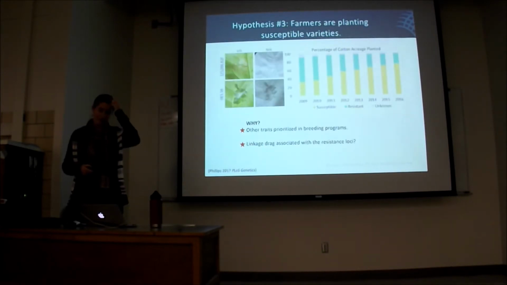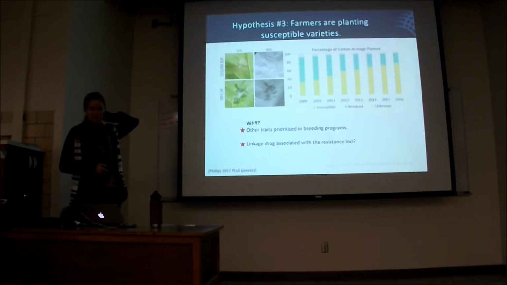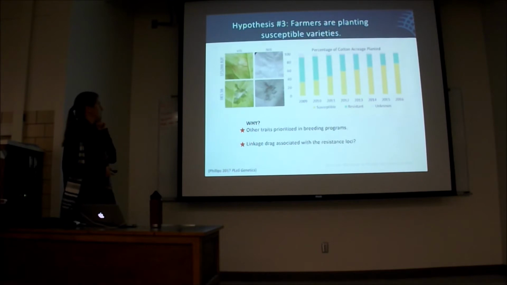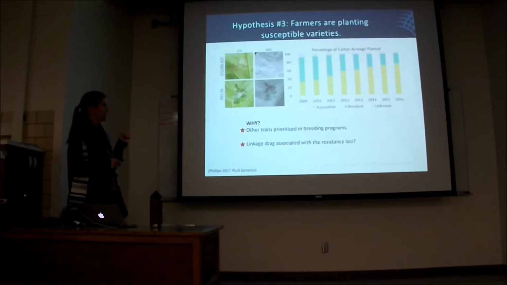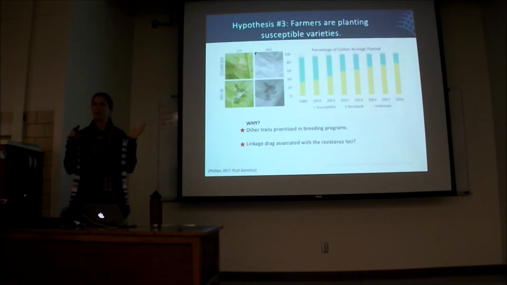So our final hypothesis was the one that was a little more emotionally draining, which was that farmers are simply planting susceptible varieties. And so what Anne did here is she took two different data sets and collated them. We have a collaborator in Texas that has been screening all of the most common cotton varieties for resistance and susceptibility forever. And so we took that, and then we took a data set that is available to the USDA about how much acreage is planted with each of these different varieties.